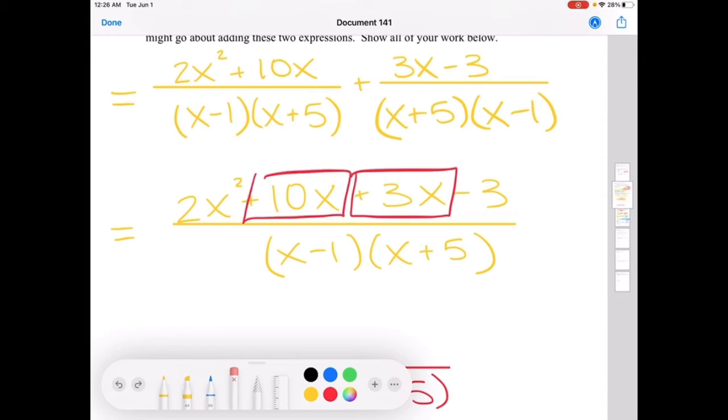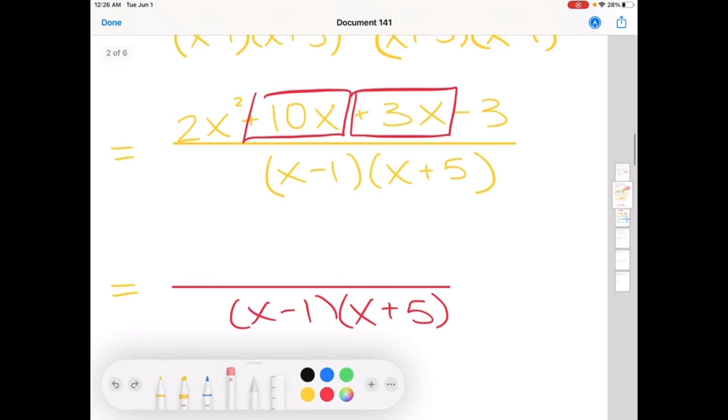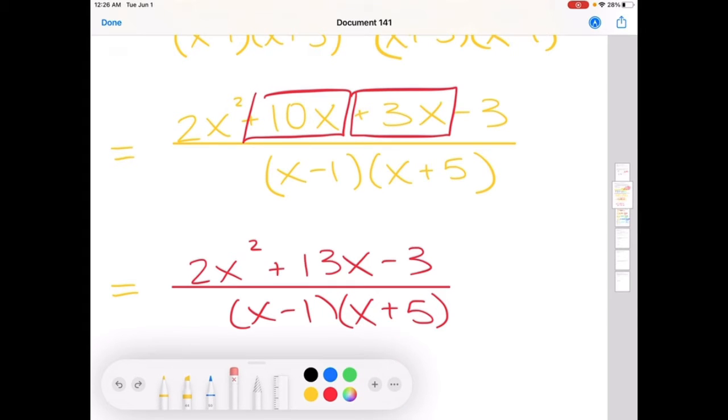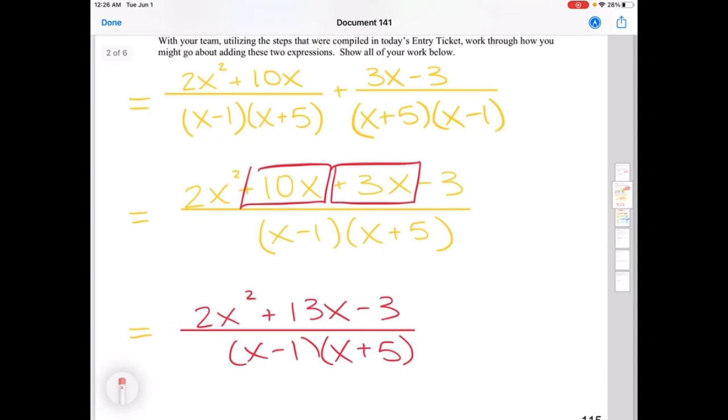I'm going to see that I have 3x and 10x here, and that can be combined to 13x. So here I'm going to simplify to 2x squared plus 13x minus 3, and again, you're going to keep it all over the same denominator, x minus 1 times x plus 5. And that is your simplified expression.